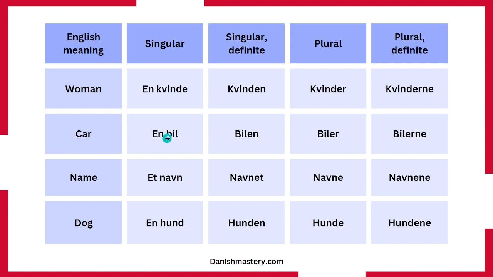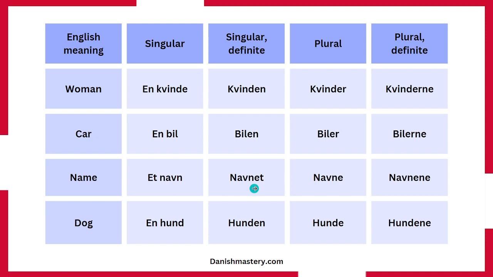Alright, cool. Then we have bil, en bil, bilen, biler, bilerne. Okay, so again, car. Not so much more to say because it's the same logic as with many of the other nouns. En kvinde, en bil, kvinden, bilen, kvinder, biler, kvinderne, bilerne. Alright, super.